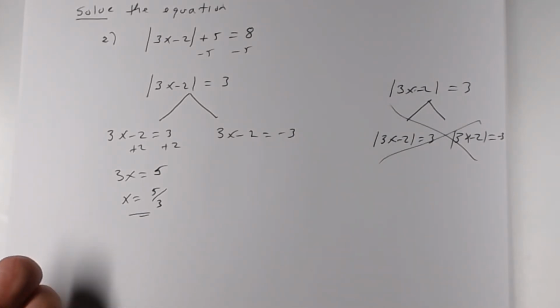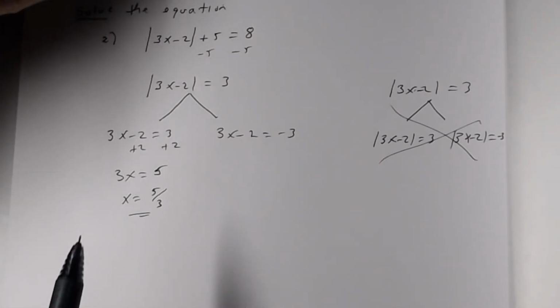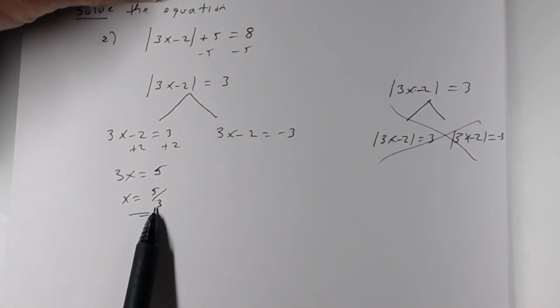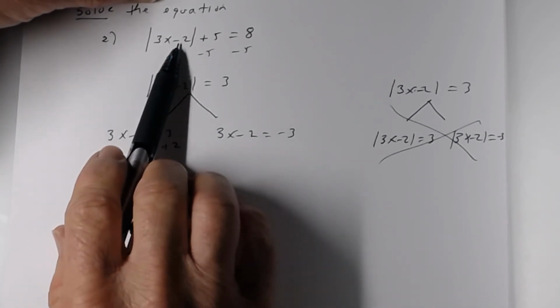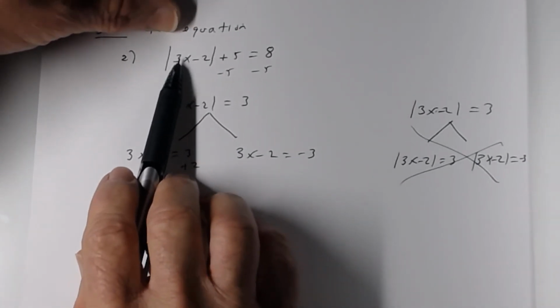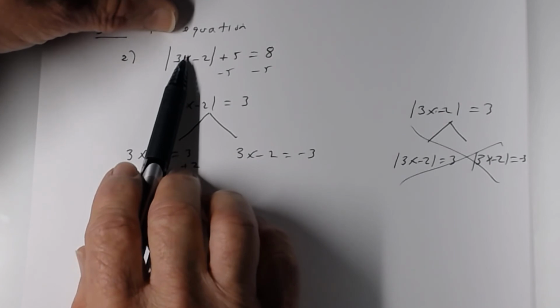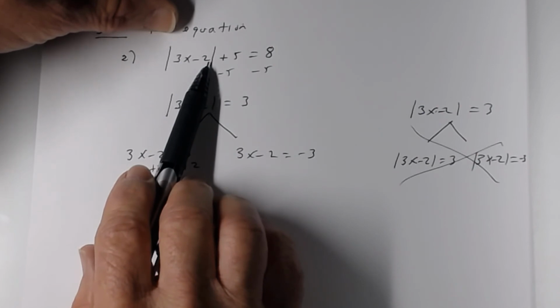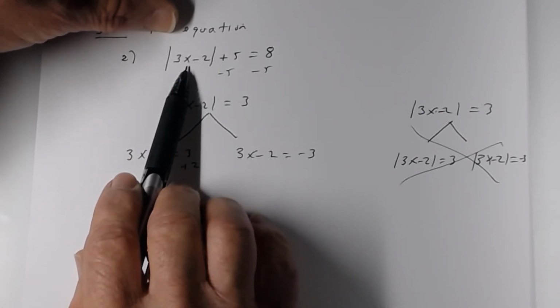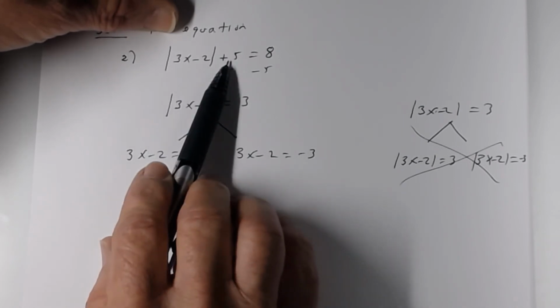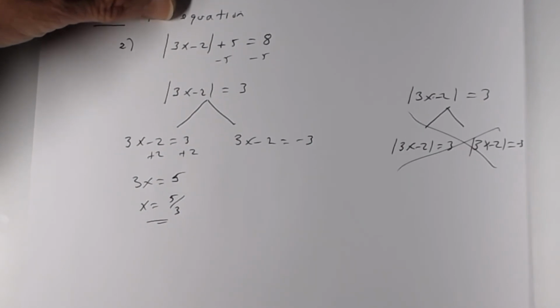Now, even for some of you that are checking your solutions, if you did spend the time to do this, you're still not doing it correctly. So let's go quickly and check 5/3. Go back to the original. In your mind, you think about what this is. What's 3 times 5/3? 5. Thank you. What's 5 minus 2? 3. What's the absolute value of 3? 3. 3 plus 5 is 8. So that works. Did you have to check it?